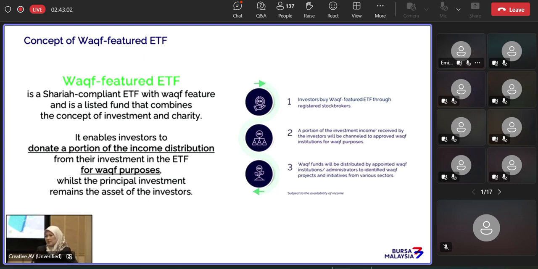So that's a good thing. You invest 1,000 ringgit. At the end of the day, you receive 10%, say for example. Then you receive 100 ringgit as your income distribution. 50 ringgit will go to Wakaf, so you're donating. So another 50 ringgit is yours. Your 1,000 ringgit investment remains there. It will not be touched until you withdraw or you sell the ETF.